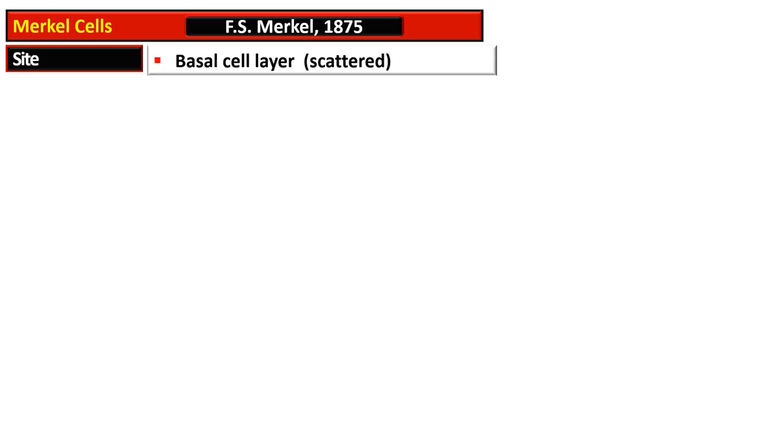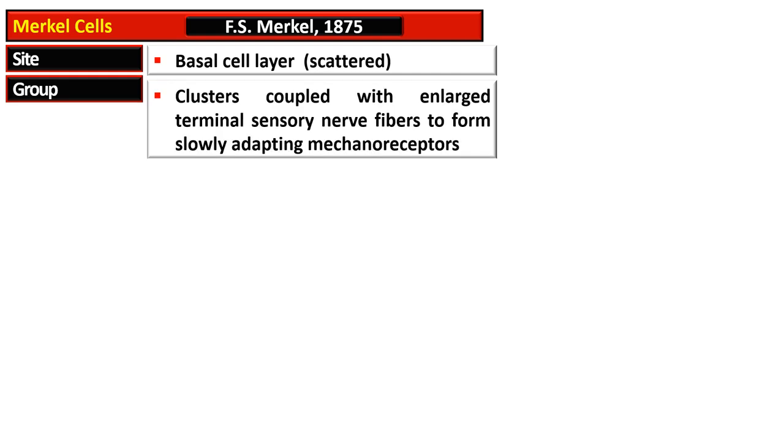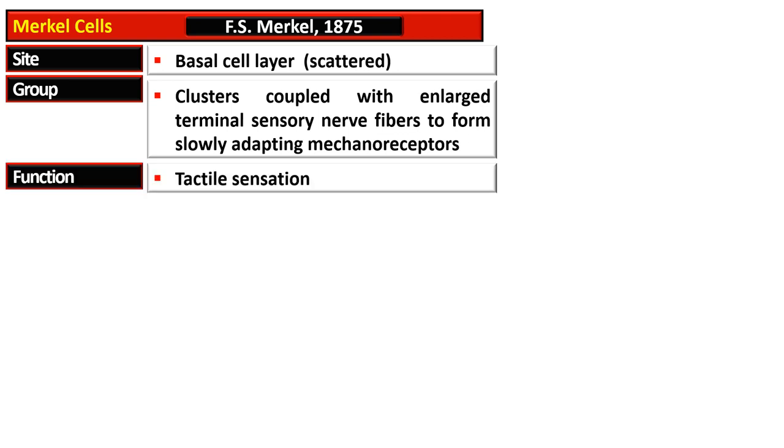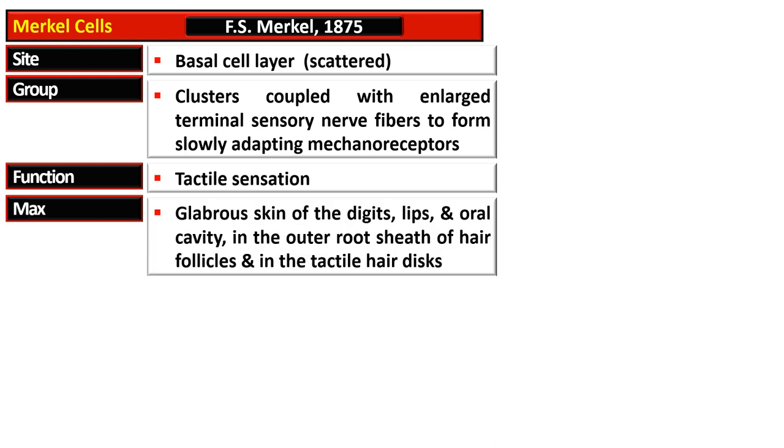Merkel cells were first described by F.S. Merkel in 1875 and named after him. They are located in the stratum basale of the skin epidermis and scattered. There are clusters of these Merkel cells that are coupled with enlarged terminal sensory nerve fiber to form slowly adapting mechanoreceptors, and their function is tactile sensation.